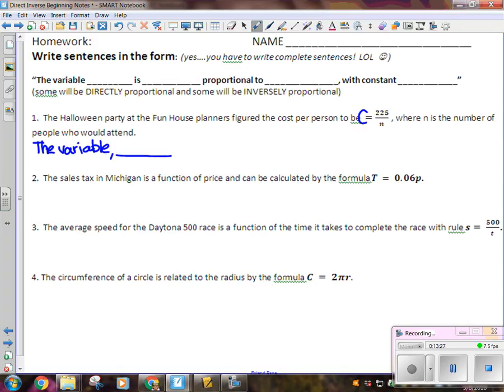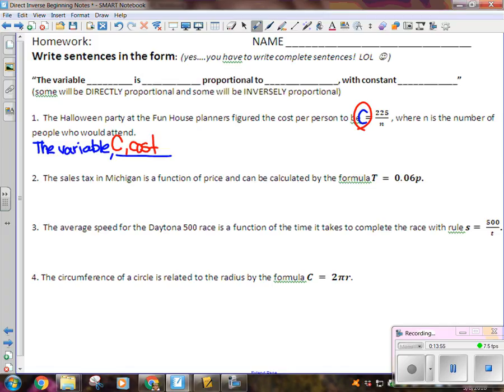Okay. Now, I'm going to put a blank there. What am I going to fill in the blank? The variable blank. Usually the first thing you see goes in the first blank. So what's the first thing I see? Well, it's not 225 and it's not in. The first thing is C. So the variable C. Now what does C stand for? Cost. And we just say cost. The variable C for cost.